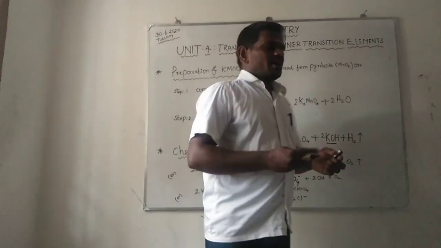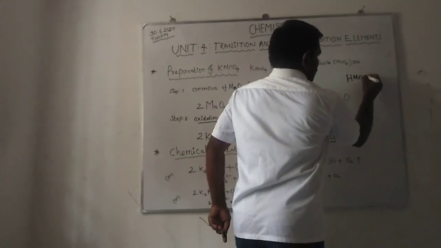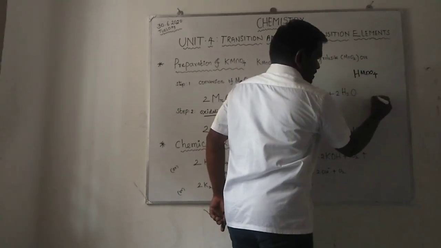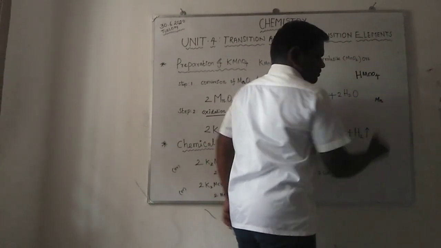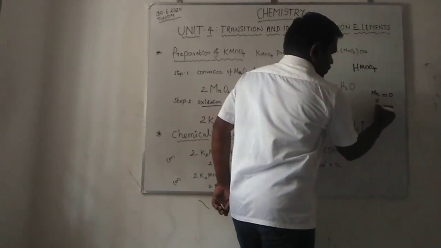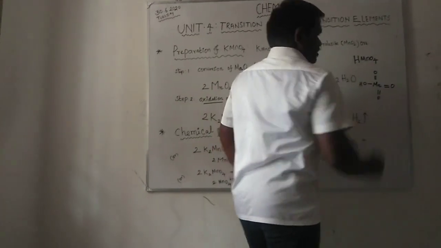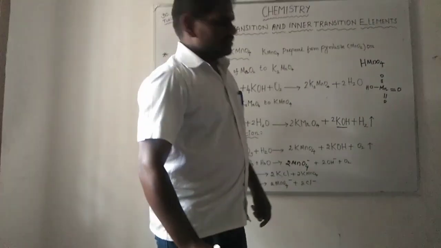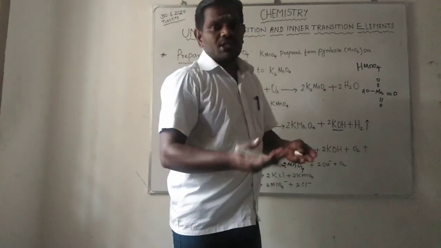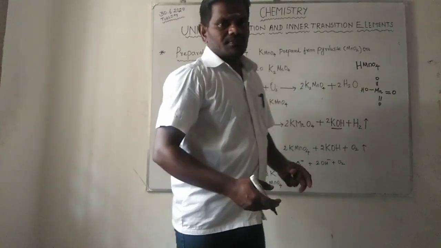The formula for permanganic acid is HMnO4. In its structure, the central metal atom is manganese. It has 3 double-bonded O and a single-bonded OH. This is the structure of permanganic acid. One hydrogen atom is replaceable during hydrolysis or electrolysis, so it acts as an acid.